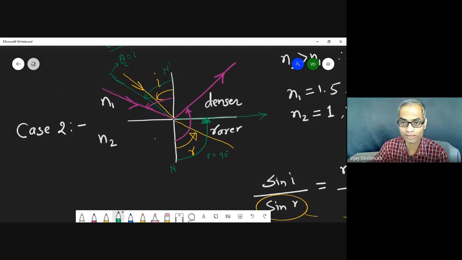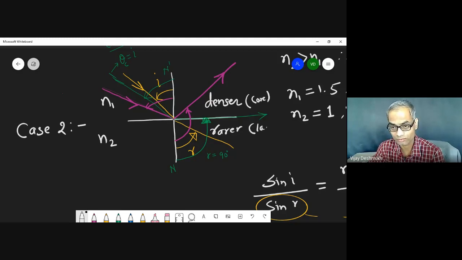This is called as total internal reflection because now the light is traveling in the denser medium before incidence and also after incidence. Okay, and this is the rarer medium. Now you will appreciate why this is taken as core and this is taken as clad. The refractive index of clad is always less than the refractive index of core.